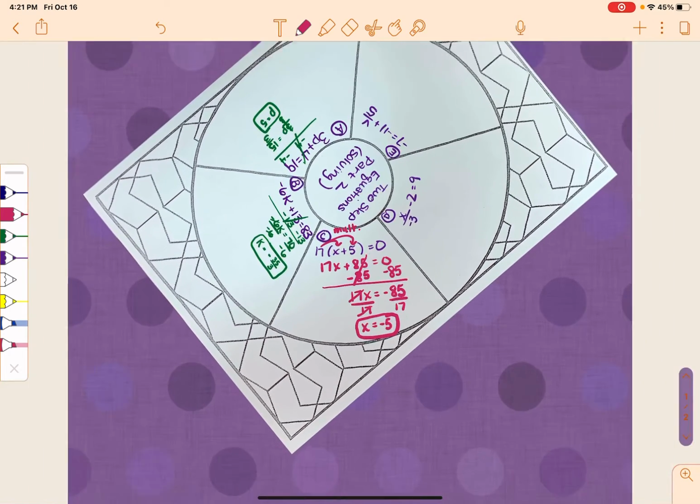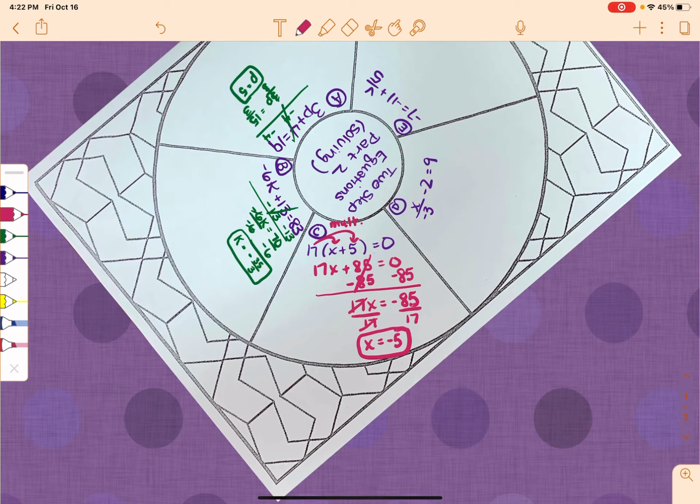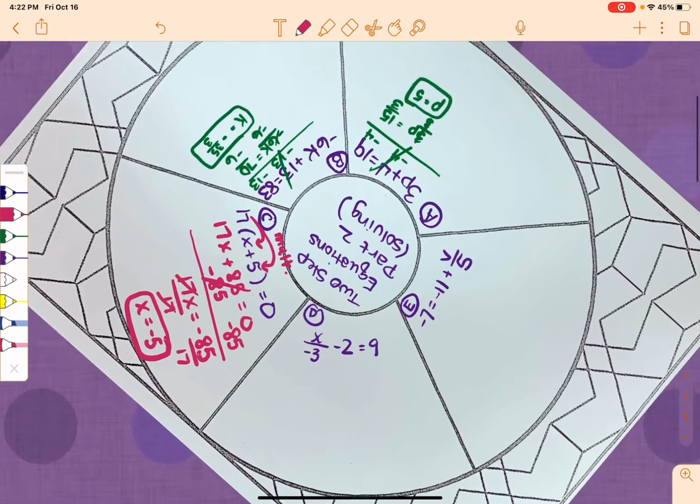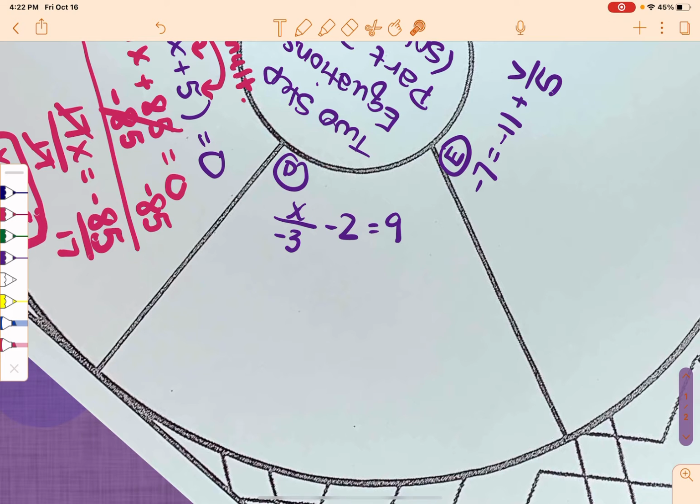Okay, and let's go to the next one. Now I have x divided by negative 3 minus 2 equals 9. So to get this by itself, I've got to get rid of this first. So the opposite of subtracting 2 is adding 2. So those cancel to 0. I'm left with x over negative 3. And then on this side, 9 plus 2 is going to give you 11.